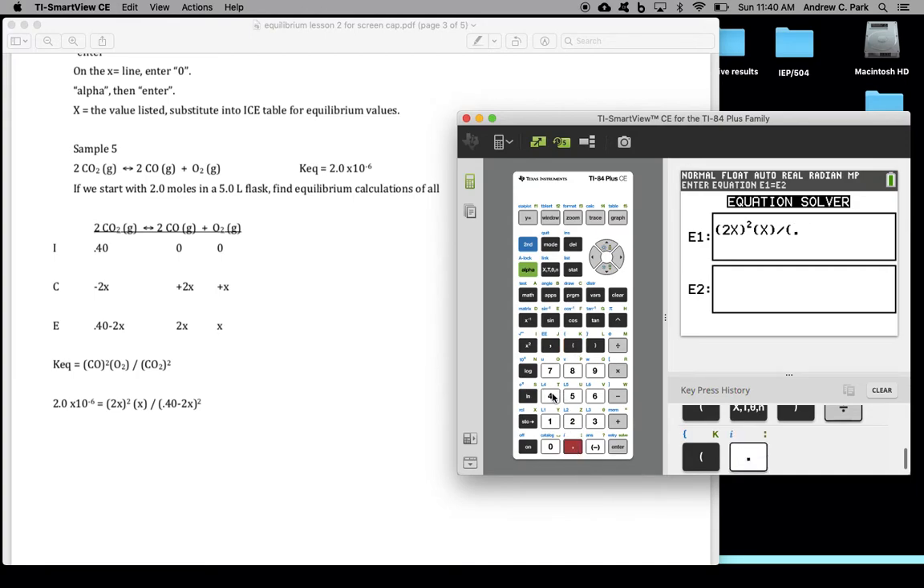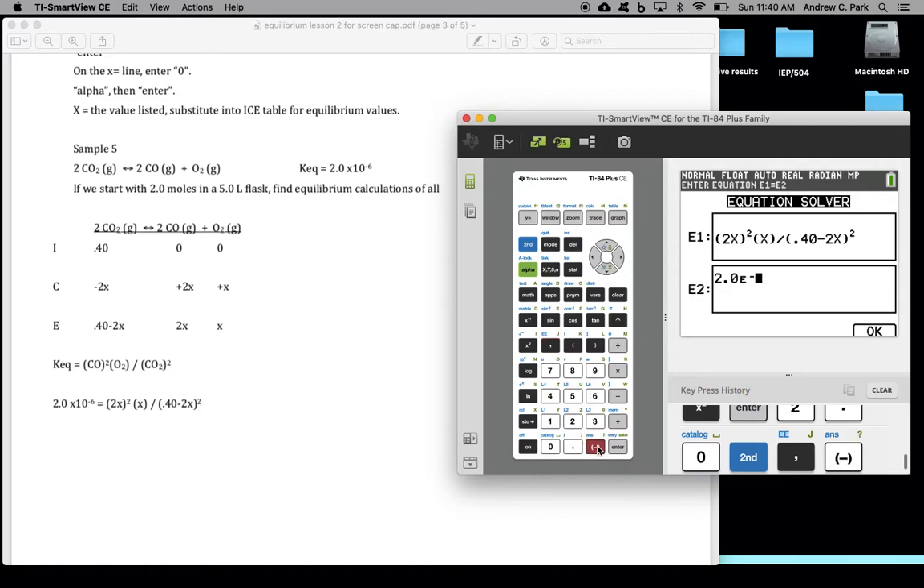And then new parentheses. I've got 0.40 minus 2x. I'm going to close that parentheses, and that whole quantity is also squared. All right, so that's the entire left side of my equation. Let's hit enter. My second box here is going to be the right side of the equation, which is going to be the KEQ value. So 2.0, second comma means times 10 to the power of, and it's to the power of negative 6.